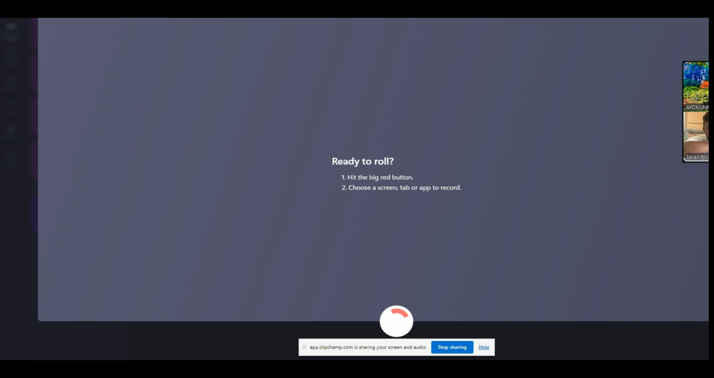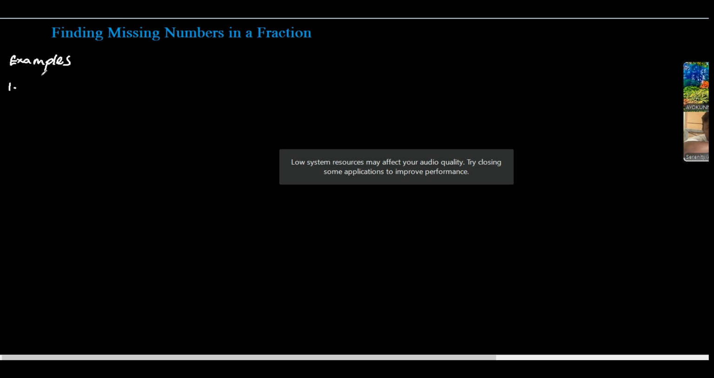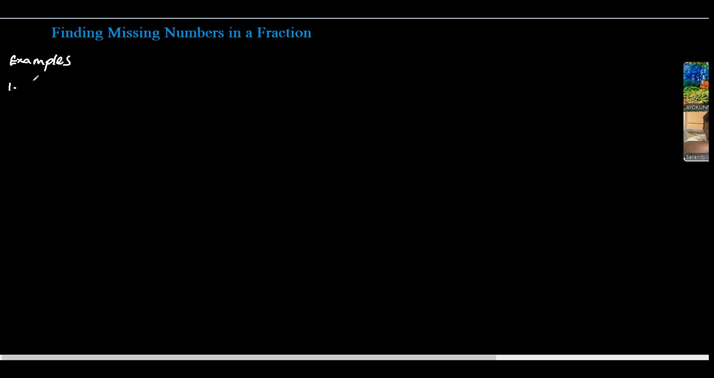Want to find missing numbers in a fraction. We're going to look at some examples right now. So, example one, number one. Let's assume you're given a fraction like 1 over 9 equal to something over 27, and you're going to have a box here to find the missing number.